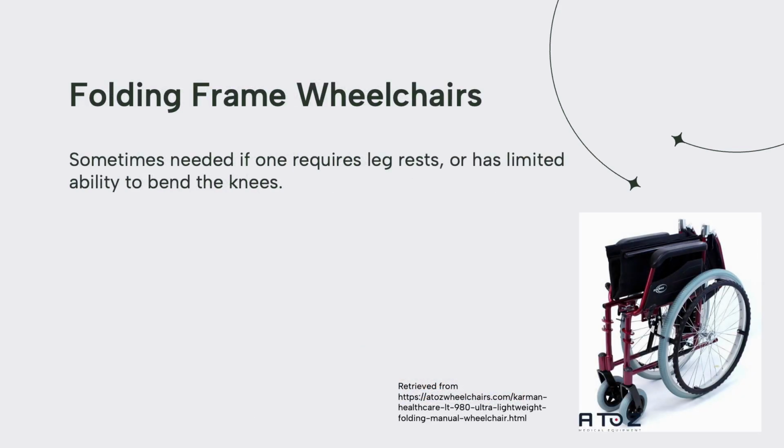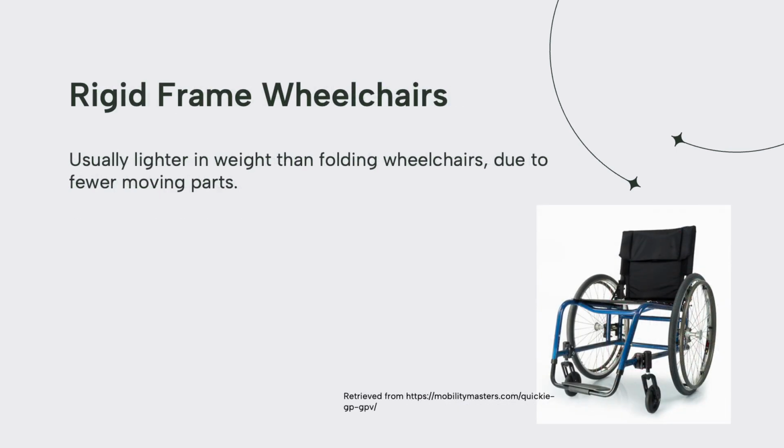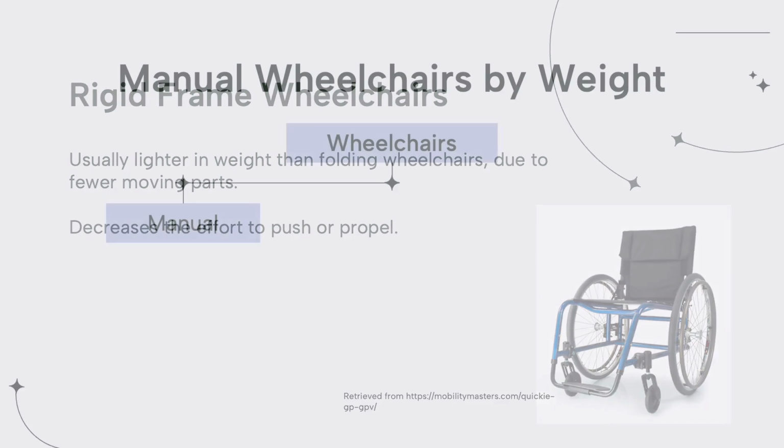Folding frame manual wheelchairs are sometimes needed if one requires leg rests or has limited ability to bend the knees. They can be folded in half to be stored and transported in a car so that you can go to social engagements, doctor's appointments, or therapy sessions. Rigid frame wheelchairs are usually lighter in weight than the folding ones, with fewer moving parts. As such, it decreases the effort required to push or propel.